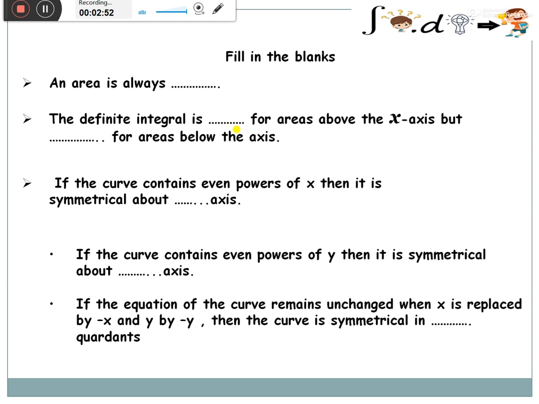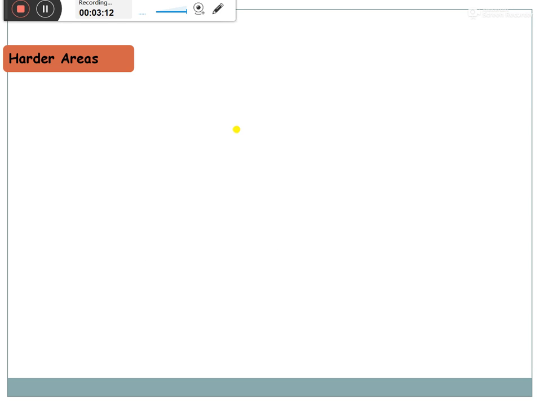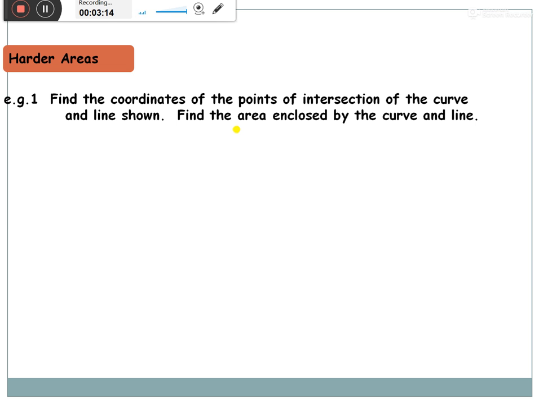If the equation of the curve remains unchanged when x is replaced by minus x and y by minus y, then the curve is symmetrical in which quadrant? Yes, symmetrical in opposite quadrants. Very good. And now we have an example.